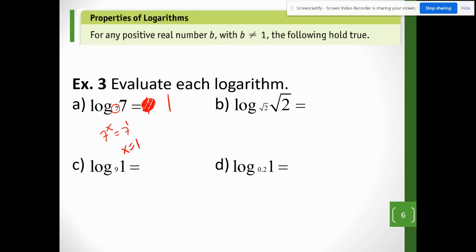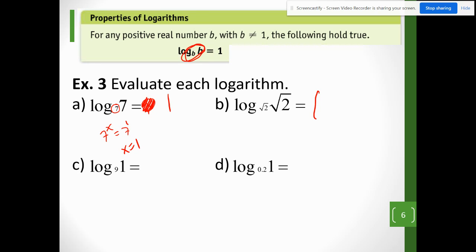Now let me introduce you guys to a rule. Log base b of b is equal to 1. When these two numbers are the same thing, my logarithm will be equal to 1. So let's take a look at example B. Log base radical 2 of radical 2. Notice how those two are equal to each other. So based on this rule, I'm just going to say 1. I'm not going to work it all the way out. Now let's take a look at example C.